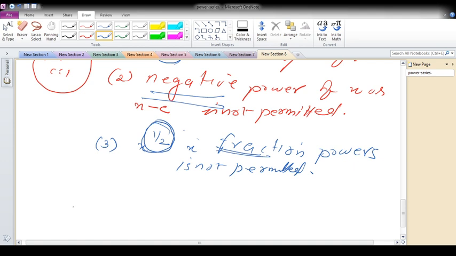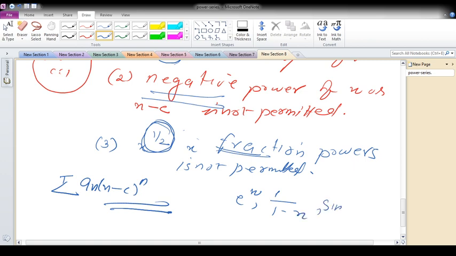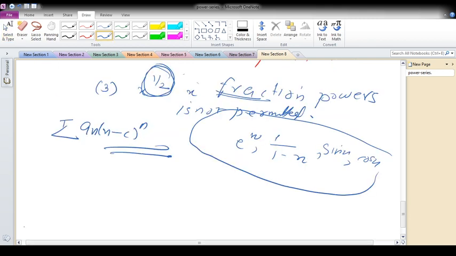are satisfied by infinite series called power series. Summation (x minus c) power n is called a power series around c. e raised to x, 1 by 1 minus x, sin x, cos x. These are some examples of infinite series. e raised to x can be written as summation x power n by n factorial. 1 by 1 minus x can be written as 1 plus x plus x square plus etc.